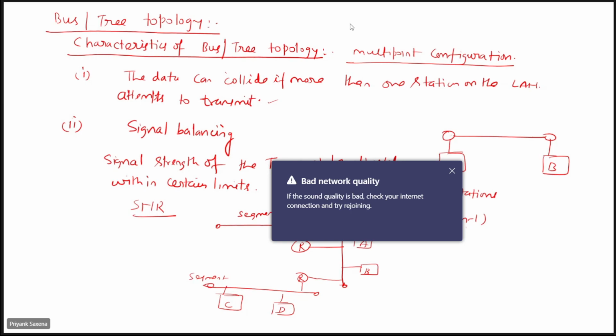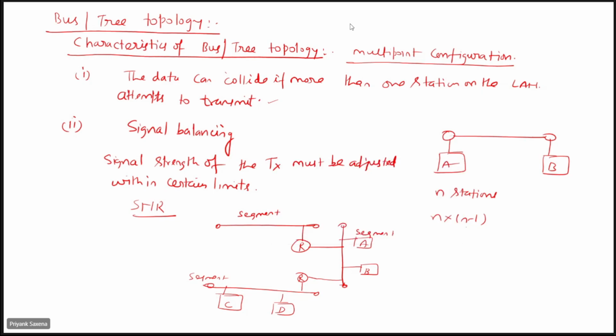See, when we talk about a point-to-point link, right? Let us first talk about the point-to-point link. What is signal balancing? Can you say what is the SNR of a signal? Signal to noise ratio of a signal: that is signal power divided by the noise power, right?